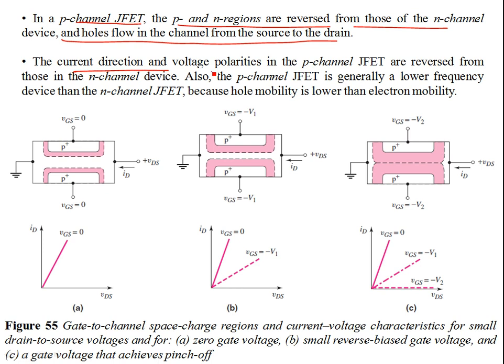The current direction and the voltage polarities in the P channel JFET are reversed from those of the N channel device. Like instead of VGS, you will have VSG, and instead of VDS, it will be VSD. Okay, the source is going to be at the higher potential as compared to the drain and as compared to the gate.